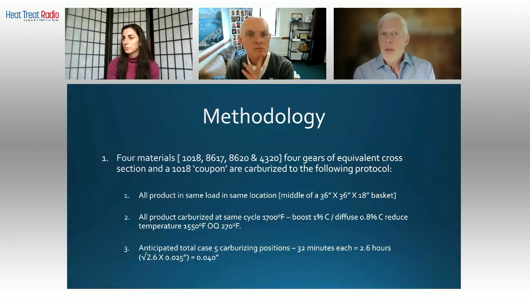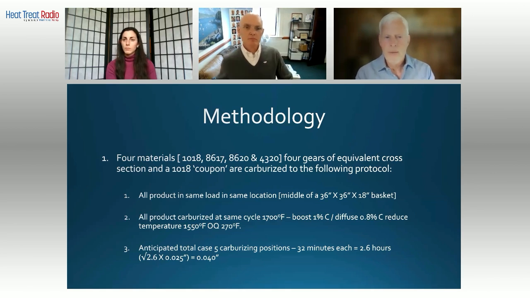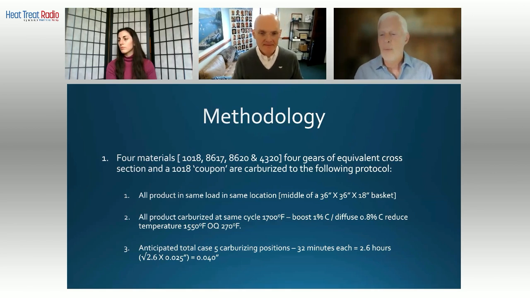So if we're going to evaluate what effect the core hardness has, we're going to look at parts that are heat treated in the same furnace to the same cycle, in the same basket, under all of the same conditions, with the only thing being different being the hardenability of the material. So we go all the way down to number 3 on this thing. The anticipated total case is going to be about 40 thousandths for all of these samples.